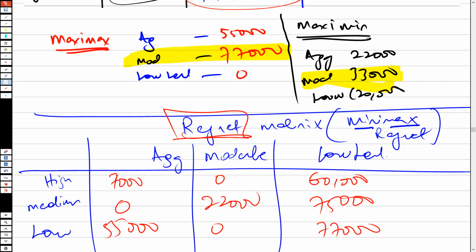Yeah, the question could actually test the calculations, and it could give a scenario where you might have to apply different types of decisions, and on the basis of the different types of decisions, you have to decide which specific approach you have to adopt.